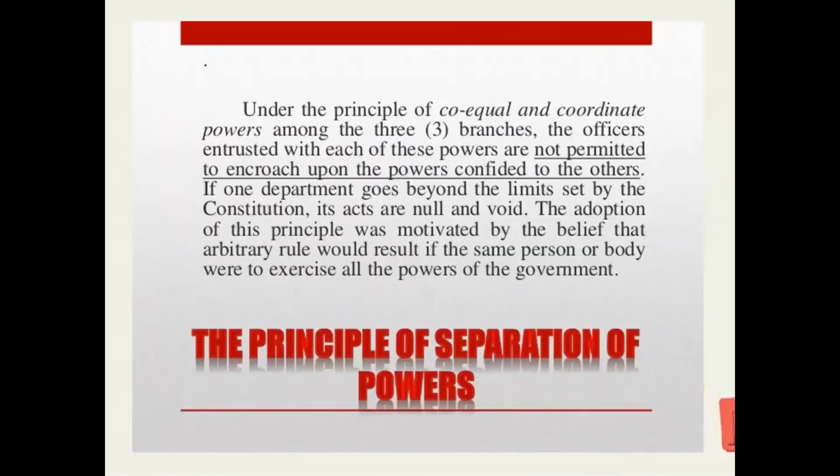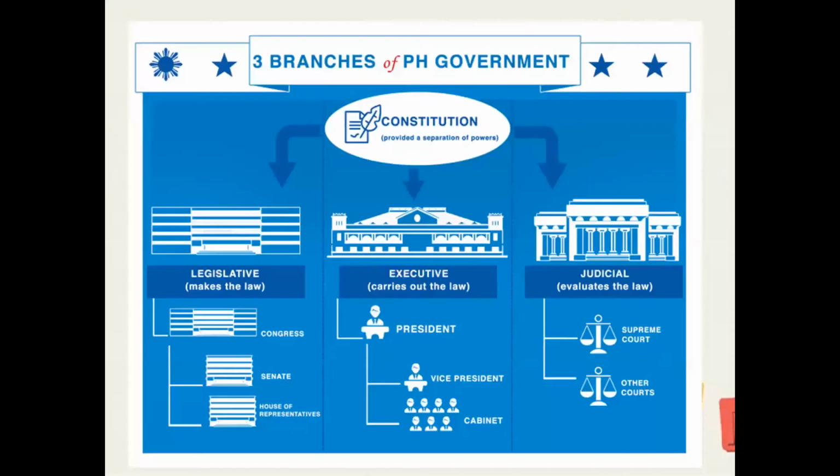Okay. Under the principle of co-equal and coordinate powers among the three branches, the officers entrusted with each of these powers are not permitted to encroach upon the powers confided to the others. So this is what we call the principle of separation of powers. Meaning, Senator Pacquiao, as a senator of the Philippines, cannot go to Malacanang and, let's say, declare martial law because that's not part of his duty.